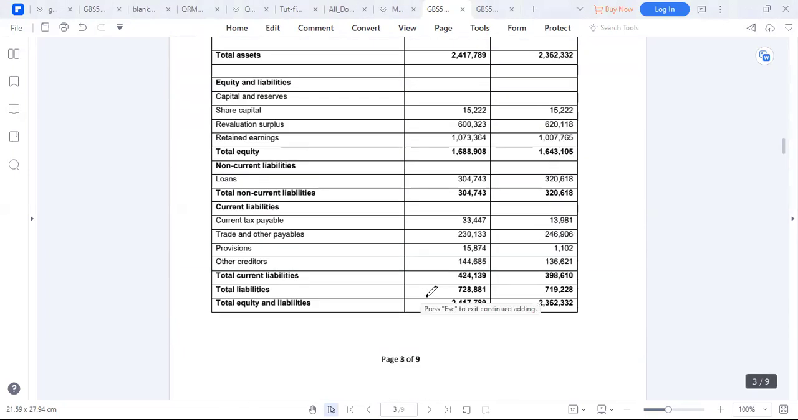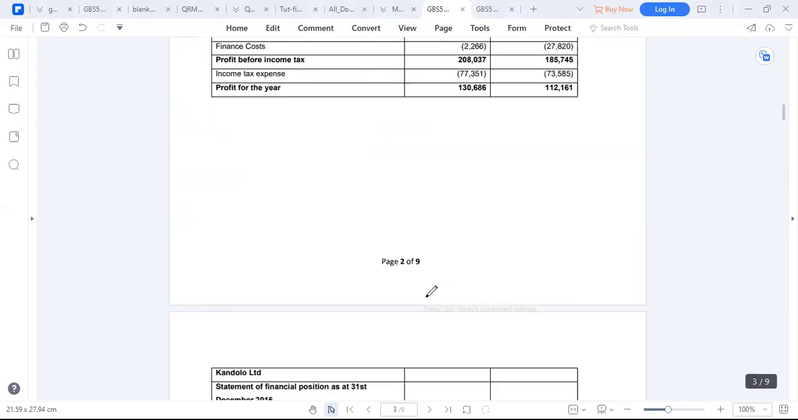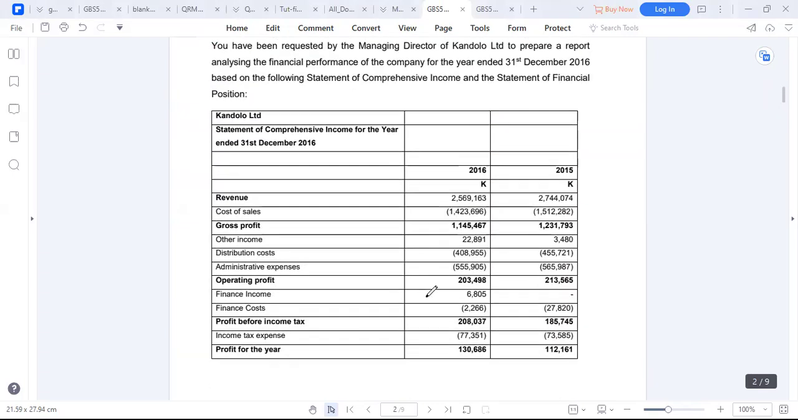So we're going to look at some of the ratios in particular. So this basically has a balance sheet.